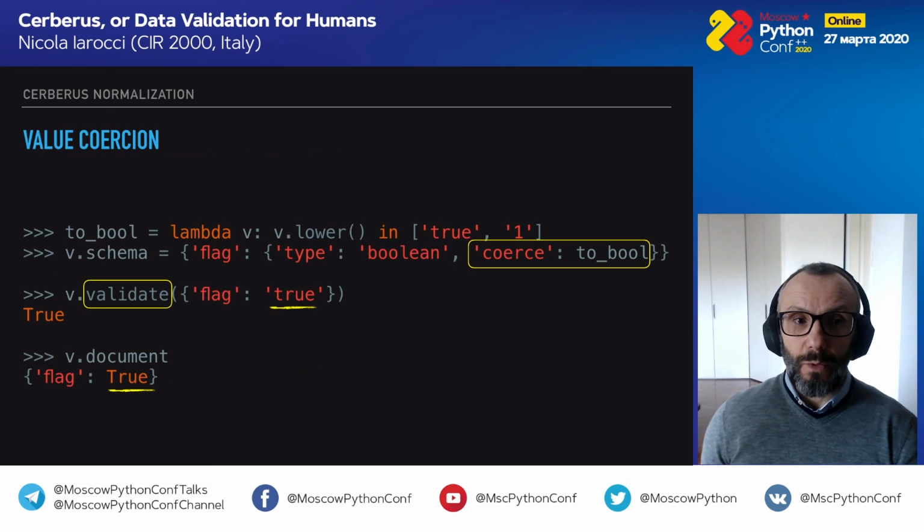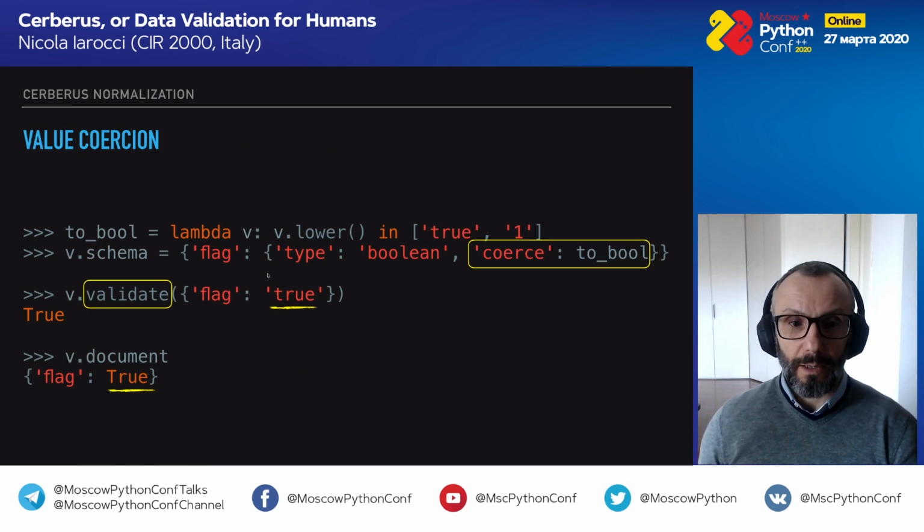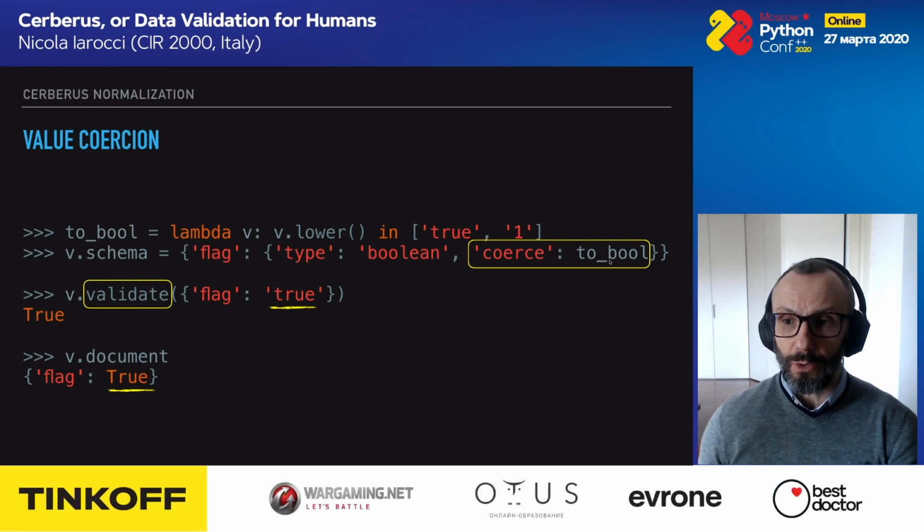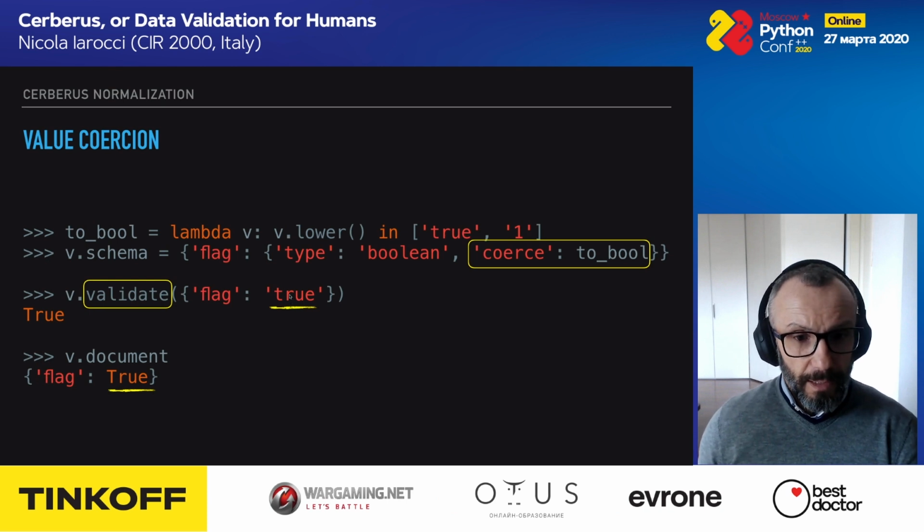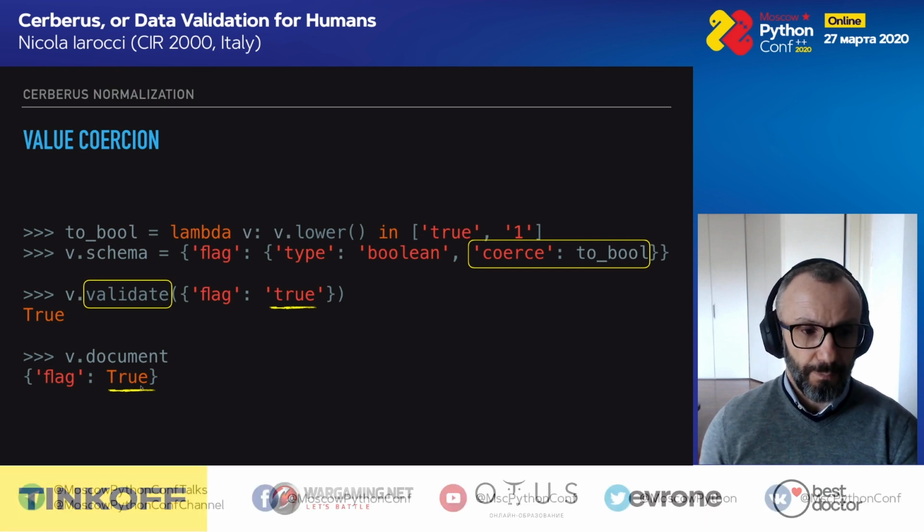And here we have value coercion. So we are transforming a field. We already saw this in one of the first examples. The flag type Boolean, and we want to actually force coercion to a Boolean. So if we have, like here, a true, which is actually a string, not a real Boolean, we can just transform it to a Boolean.